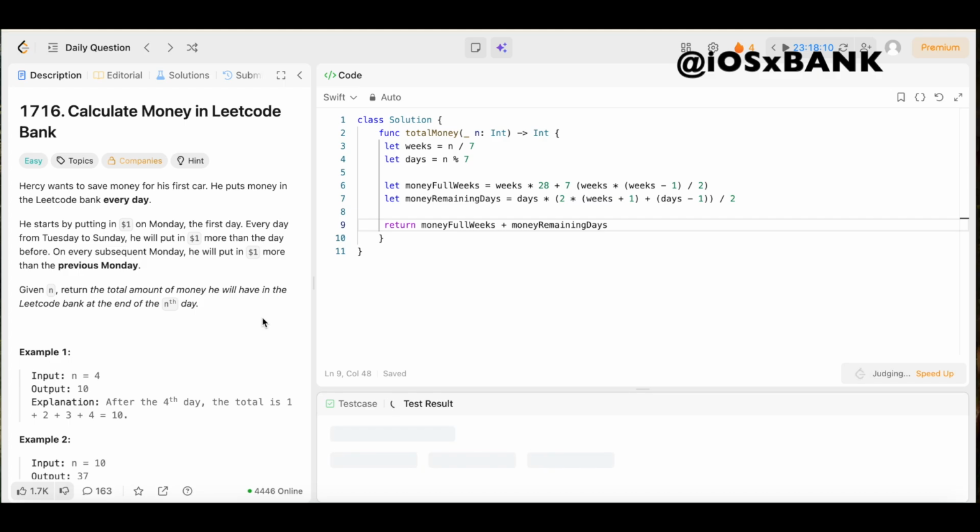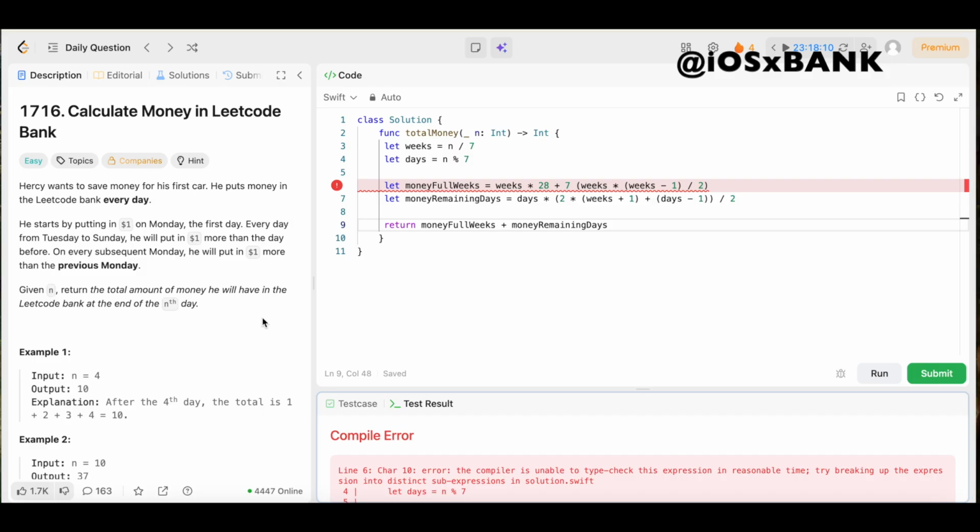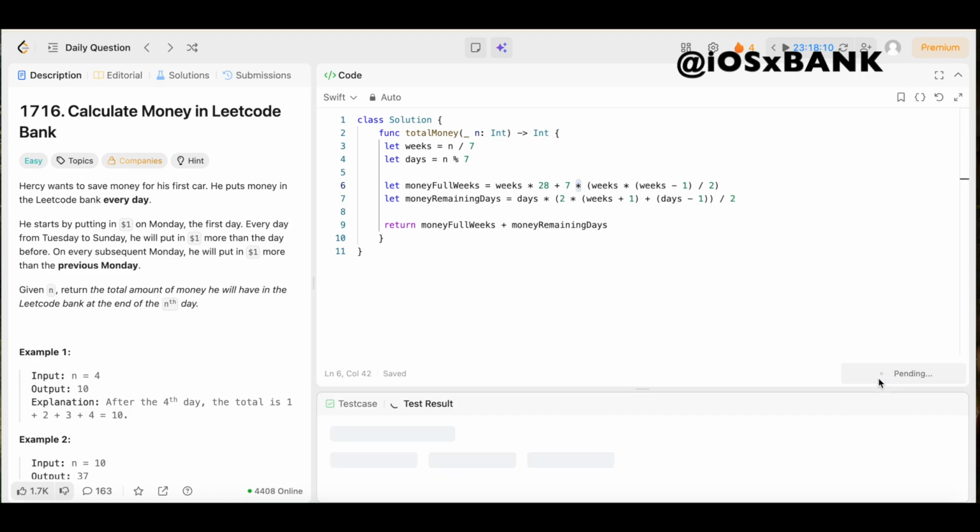Let's see. It's taking a little while. I don't know why. Okay. Let's see where we went wrong right here. Sorry y'all, it should be 7 times. So we need to put a multiplication right here after this 7. Now let's run it, see if that does the trick.